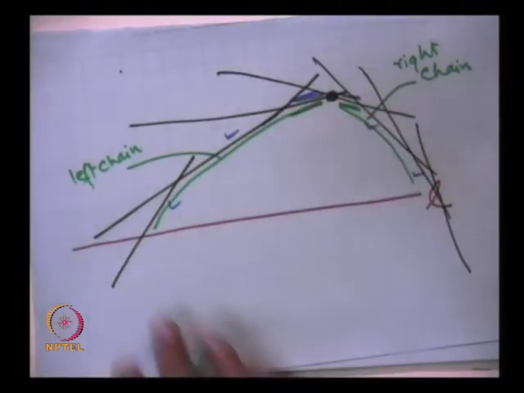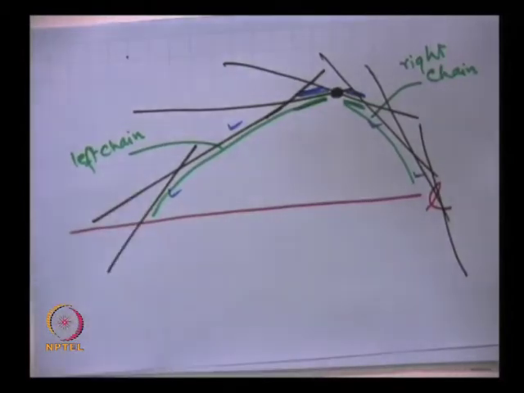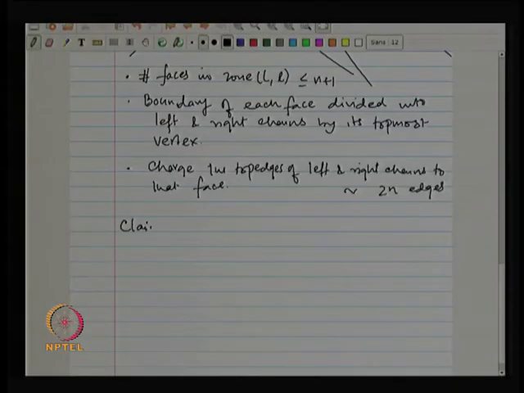So, this I have marked. These are unmarked edges. So, the claim is each line... Okay, let me put it this way. Let's focus on the left chain, and the right chain I will do the same way. So, let us focus on the left chains.